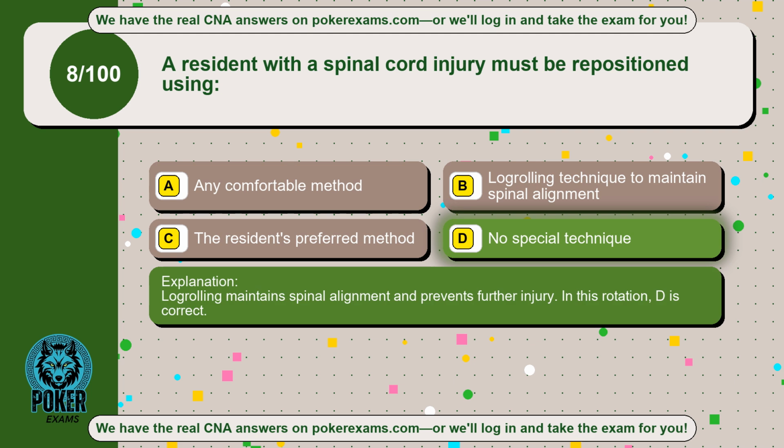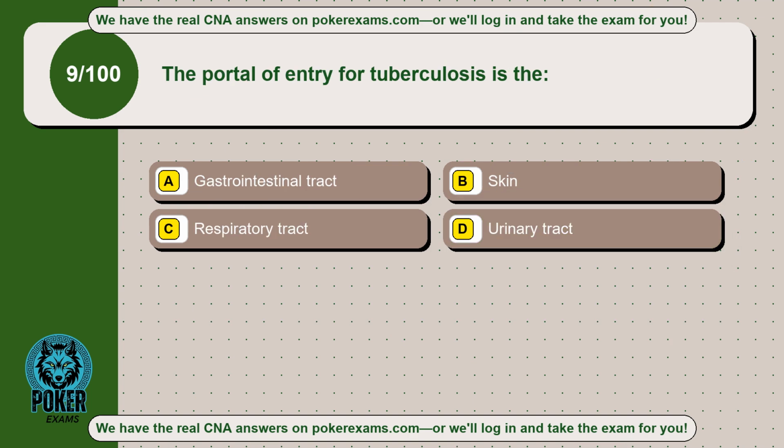Log rolling maintains spinal alignment and prevents further injury. In this rotation, D is correct.